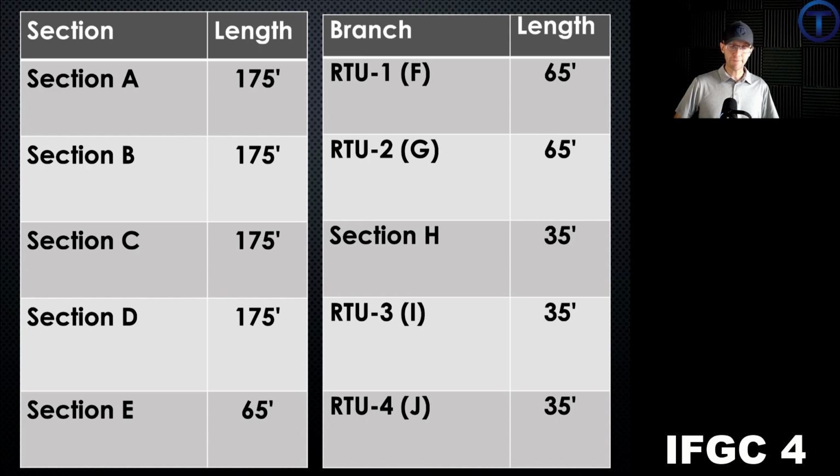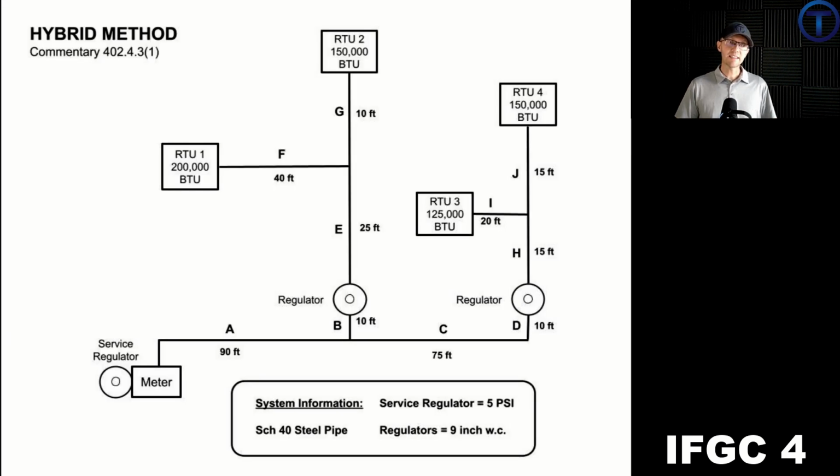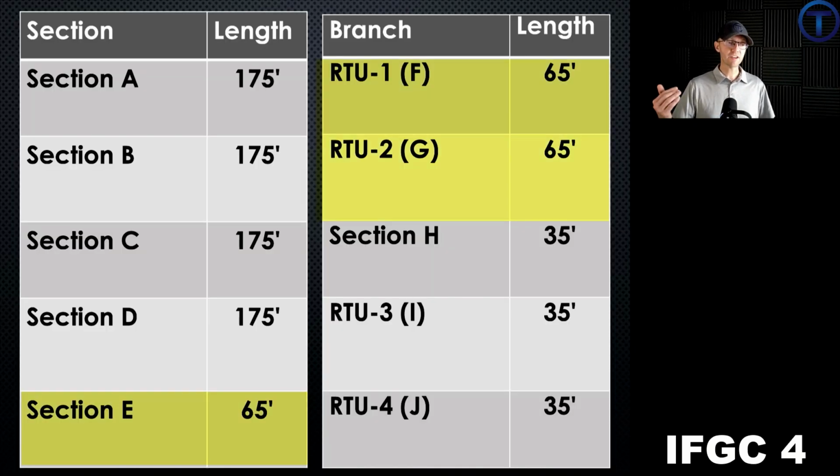Let's look at E, F, and G. If we look at the distances on E, F, and G, we have 25 feet on E, 40 feet on F, and 10 feet on G. Let's follow the longest length. That would be E, which is 25, plus F, which is 40. That gives us 65 feet. So for section E, F, and G, when we're sizing, we will use 65 feet.